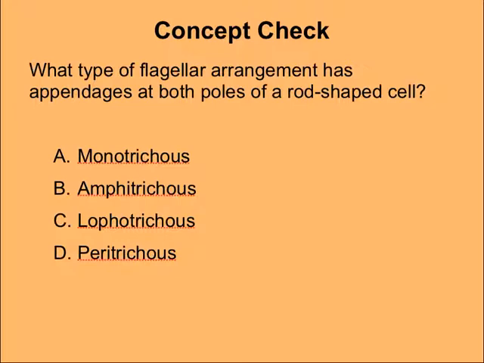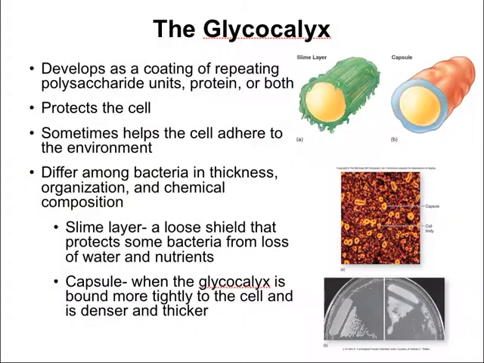Mono means one, so that wouldn't cover both ends. Amphi means two, and amphi literally means both, so that covers both ends. Peritrichous means all over, so we'll get rid of that. And lophotrichous means in clumps. And they could be on one or both ends, so that one's kind of a maybe, but the best solution is certainly B. As we move through more structures on the exterior of the cell, we'll consider the glycocalyx.